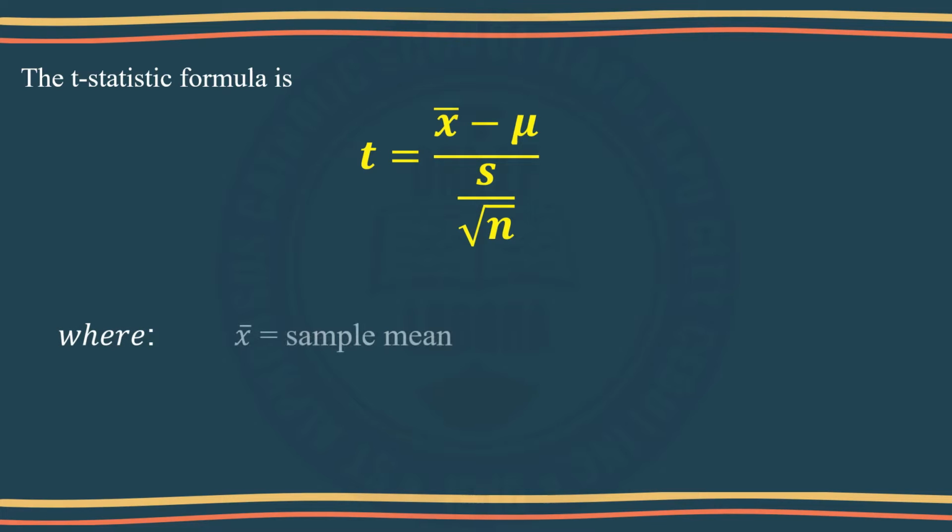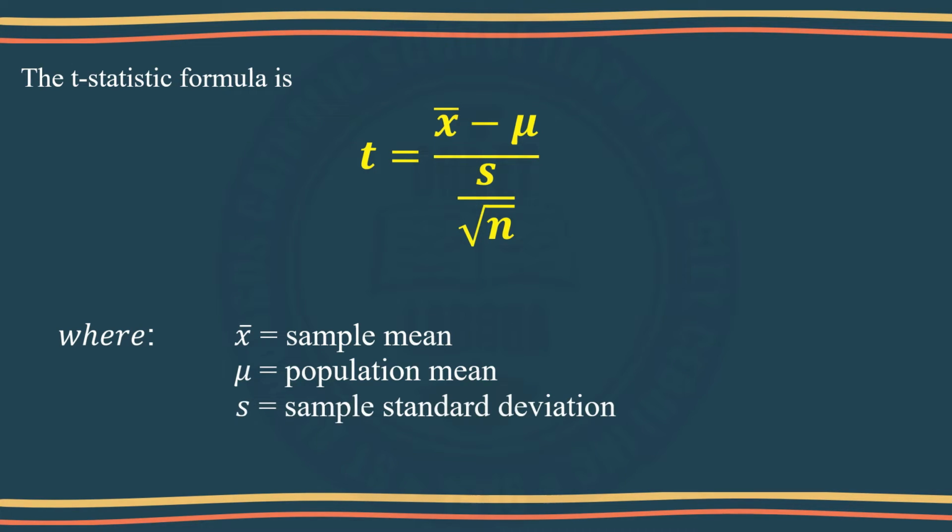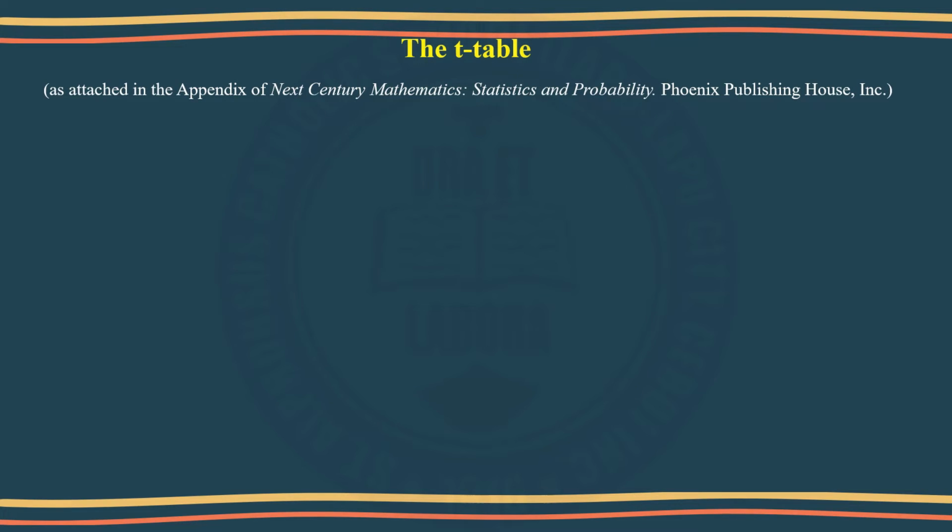So here is the t-statistic formula. Again, when we say statistic, it is a measurement that describes a sample. So this formula is intended for samples. So we have t is equal to x bar minus mu over s divided by square root of n, where x bar is the sample mean, mu is the population mean, s is the sample standard deviation, and n is the sample size.